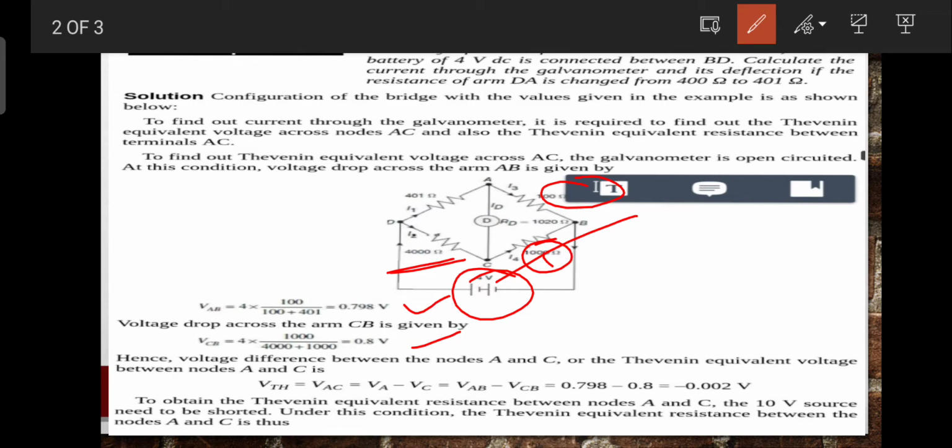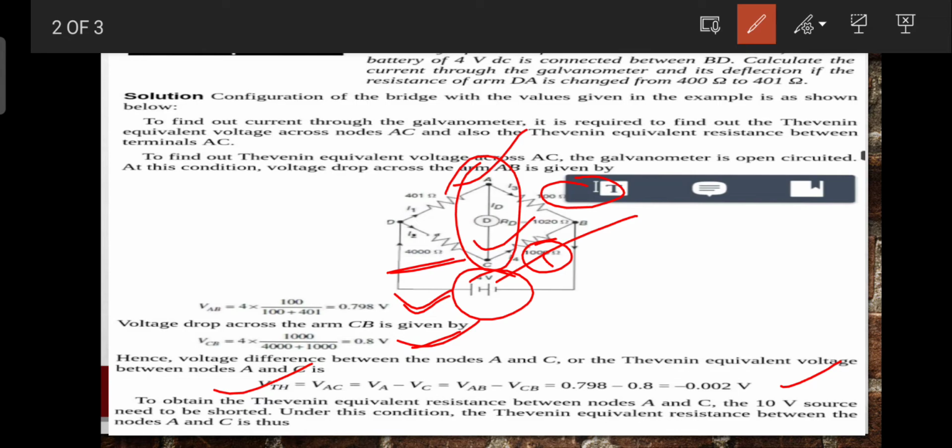Hence the voltage difference between node A and C is our Thevenin's voltage. Thevenin's voltage is equal to the voltage difference between points A and C. So VTH is equal to VAC, that is equal to VA minus VC, is equal to VAB minus VCB. I put all the values of VAB and VCB in this equation, then we get 0.798 minus 0.8 is equal to minus 0.002 volt, that is Thevenin's voltage across the galvanometer.